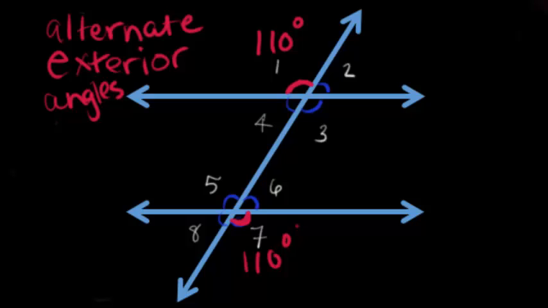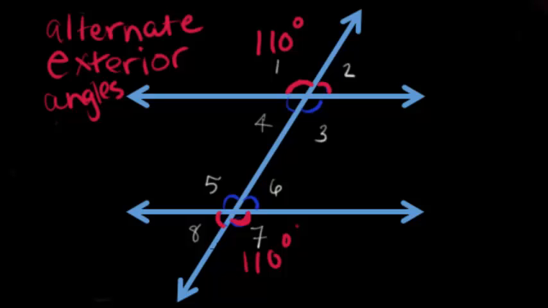Now see if you can find the other alternate exterior angles on this diagram. Pause the video real quick and see if you can figure it out. Okay, so the other alternate exterior angles in this diagram are going to be angle 2, which is right here, and angle 8, which is right here. They alternate. Angle 2 is on the right, angle 8 is on the left, and they're both outside of the parallel lines. So that means that they are exterior angles.